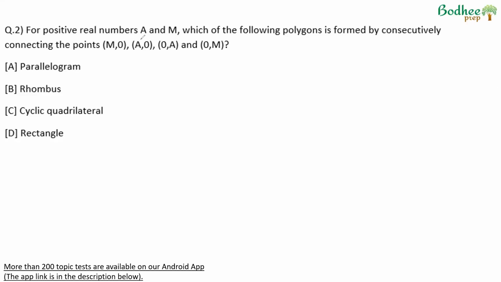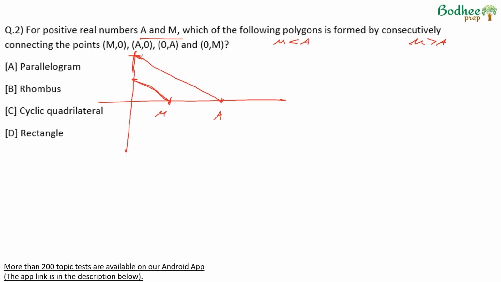For positive real numbers a and m, which of the following polygons is formed by consecutively connecting points? I am assuming that m is less than a. Then we can also look at the case where m is greater than a. If m is less than a, this will be m, 0, this will be a, 0. Then comes 0, a somewhere here. Then comes 0, m somewhere here. So this is the kind of quadrilateral that will be formed.